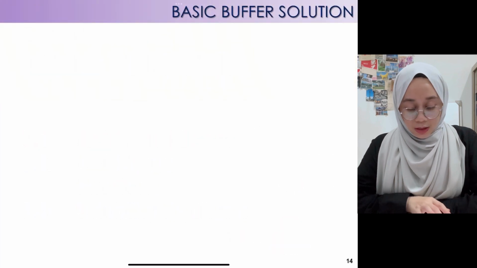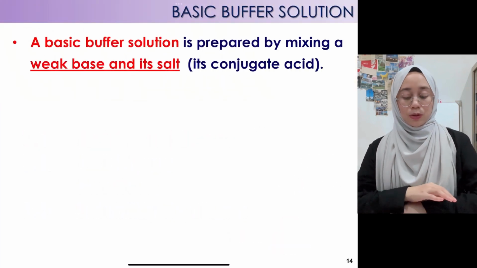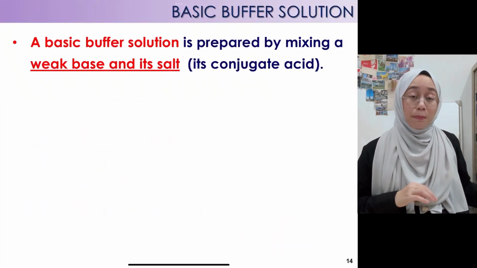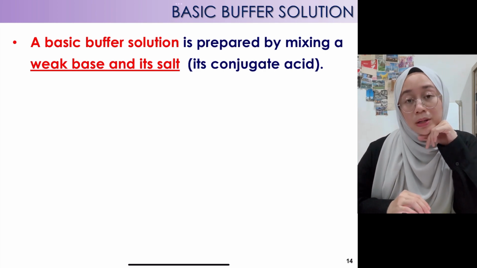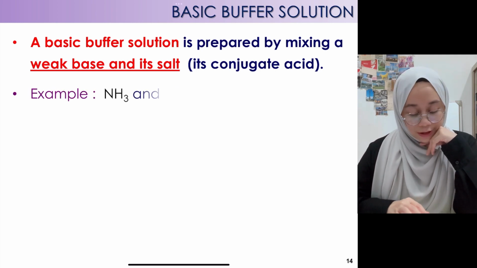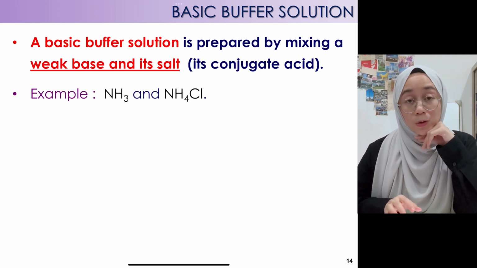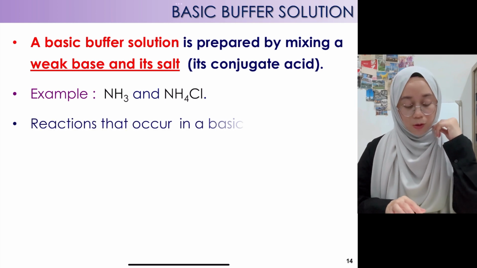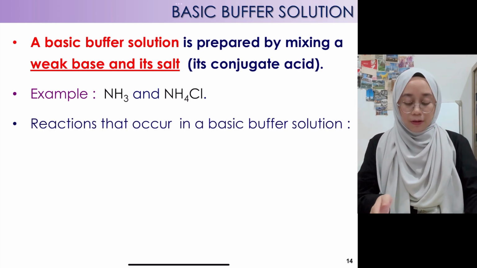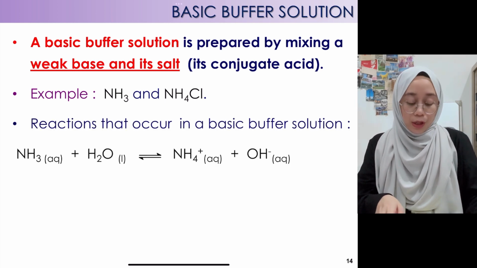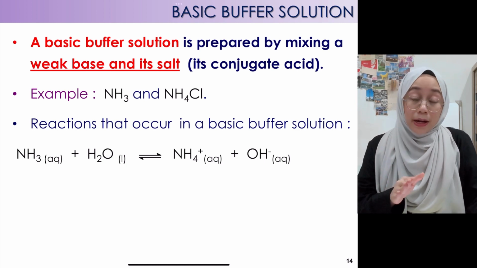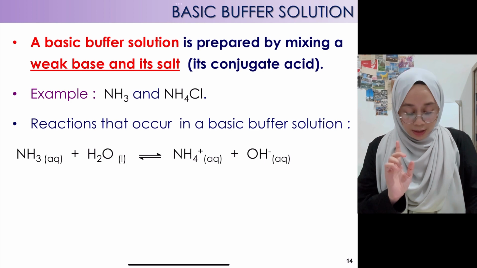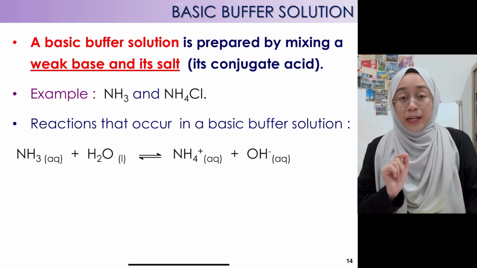So kalau kita tengok basic buffer solution class, a basic buffer solution is prepared by mixing a weak base and its salt. So since we are using a weak base, so salt dia akan menghasilkan conjugate acid then. Okay, so for example, if we have ammonia and also ammonium chloride, so reactions that occur in a basic buffer solution would be, kalau untuk kita punya weak base ammonia, so kita akan react dengan water, kita akan dapat NH4 plus and also OH minus.